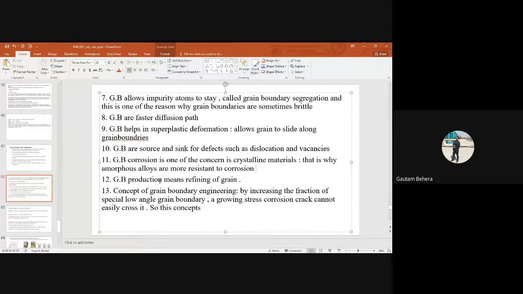Then grain boundary production means refining of grain. If you generate more grain boundaries, grain refinement will be more, or the size of the grain will be reduced to a large extent.